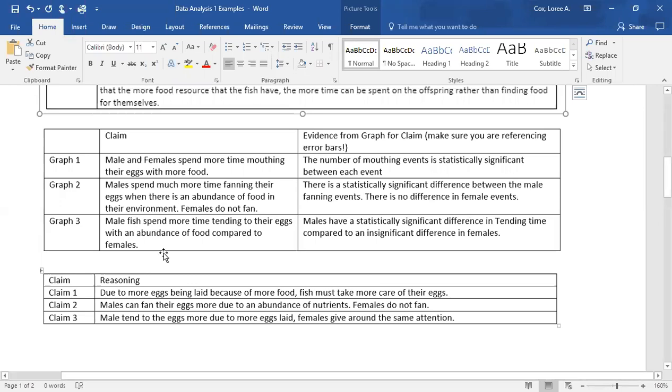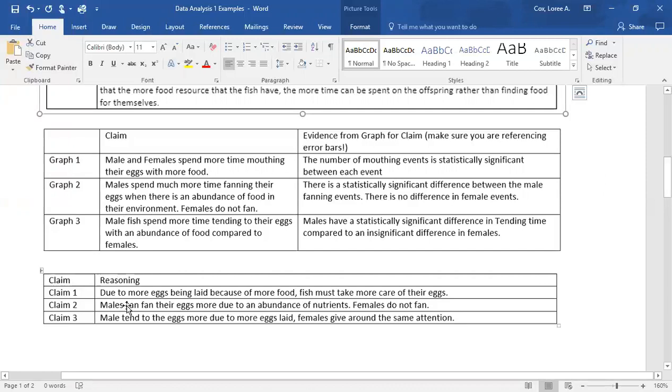Let's look at their third claim. Males fish spend more time tending to their eggs with an abundance of food compared to females. Oh, we're not comparing male and female. We're comparing full belly. Male with full belly to male with un. So they get a point for this claim too. Let's look at their reasoning. Reasoning is a biological reason. Why would we see this, right?